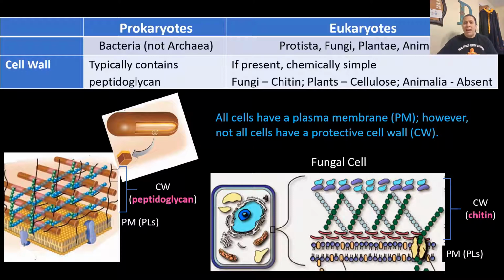You'll notice that this chitin structure is not as complex as the peptidoglycan that you see for the bacteria. So a little concept here is that all cells do have a plasma membrane. The plasma membrane is the barrier of the inside of the cell versus the outside of the cell, but not all cells contain a cell wall.